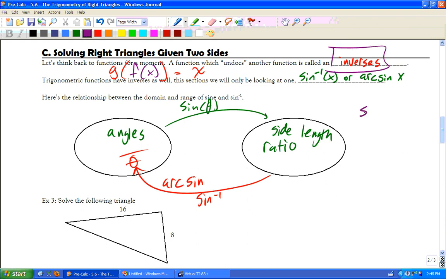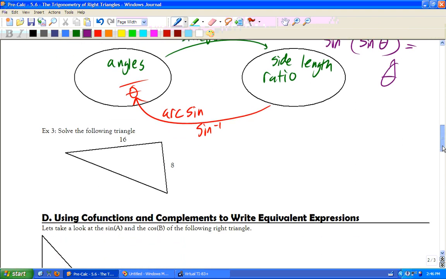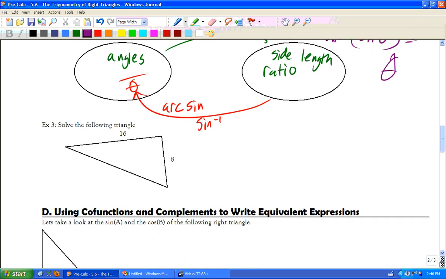So if I have the sine of some theta, and I take the sine inverse of that, just like g of f of x leaves me only x, the sine inverse of the sine of theta leaves me with just theta. These are both kind of conceptual understandings that can help us solve right triangles when we've been given nothing but side lengths. To start with this, one of the easiest ways is to get the side length.